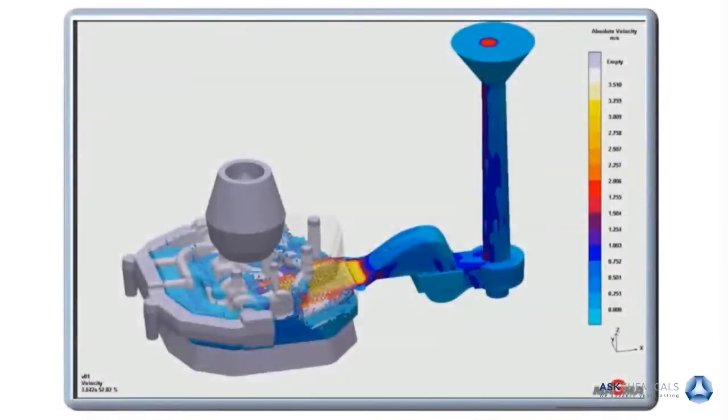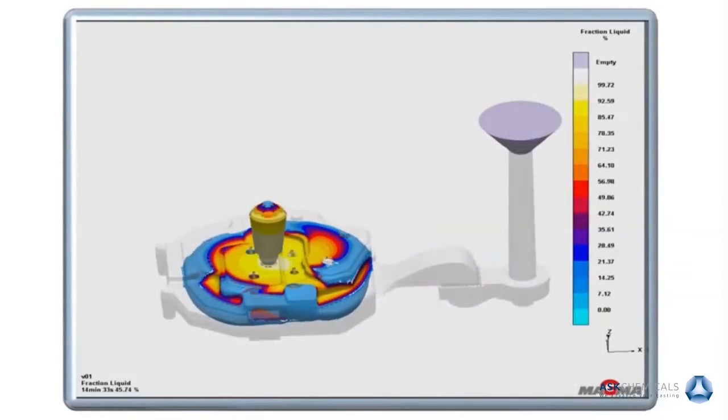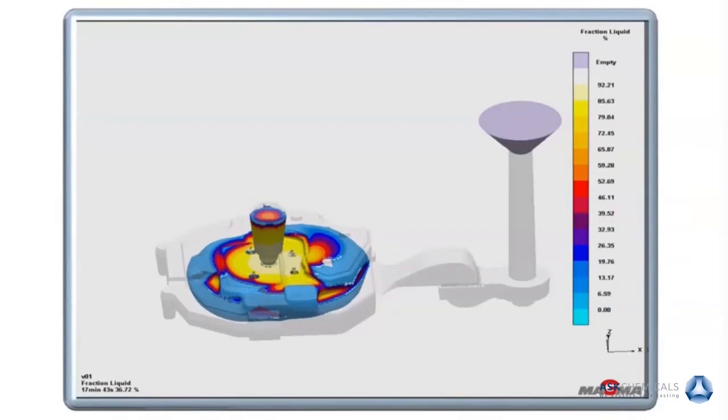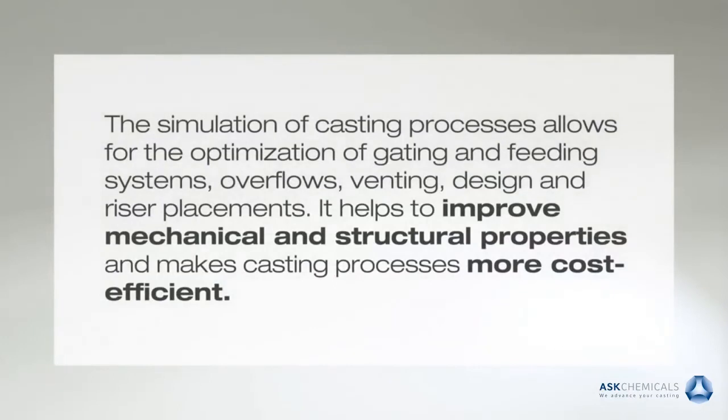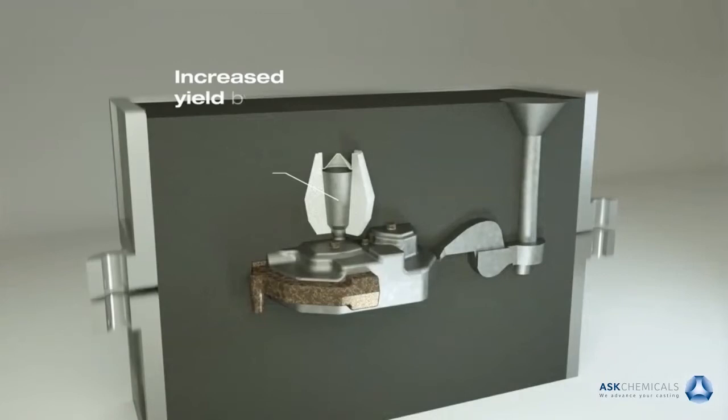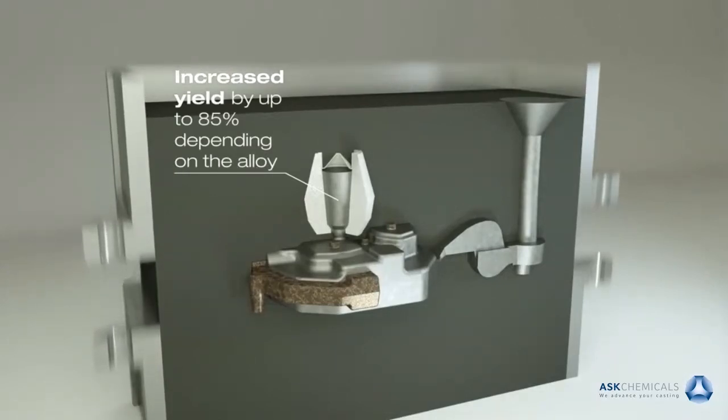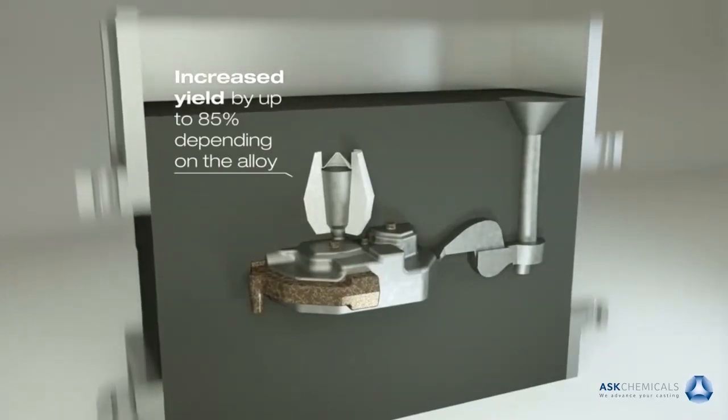All this data for the risers is also available for use in simulation programs. You can see here the filling of the mold and the solidification of the complete mold, and how the riser itself is working. With these risers we can improve the mechanical and structural properties of the casting, and much more cost efficiently.